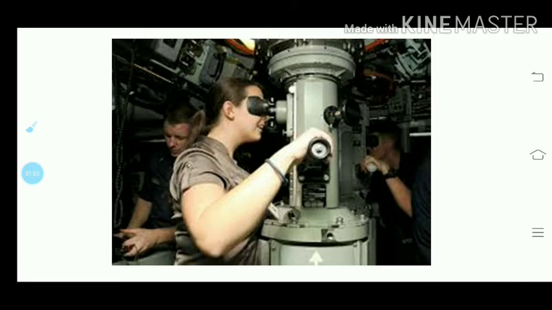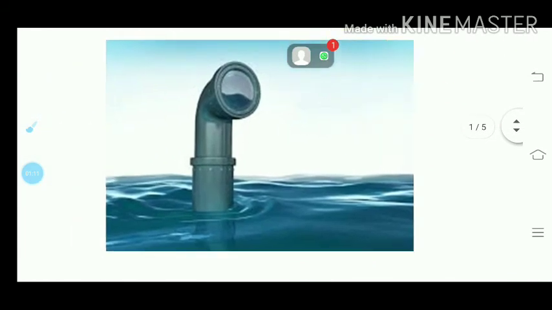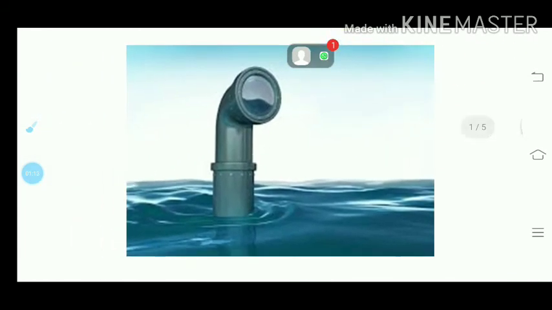If they are under the sea, how are they able to see above water? With the help of an instrument, and this instrument is known as a periscope. Now you'll be wondering how this periscope works. Just have a look at this animation.